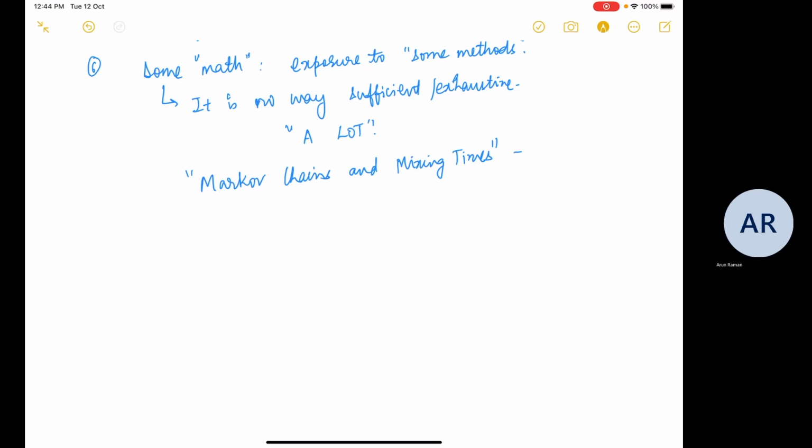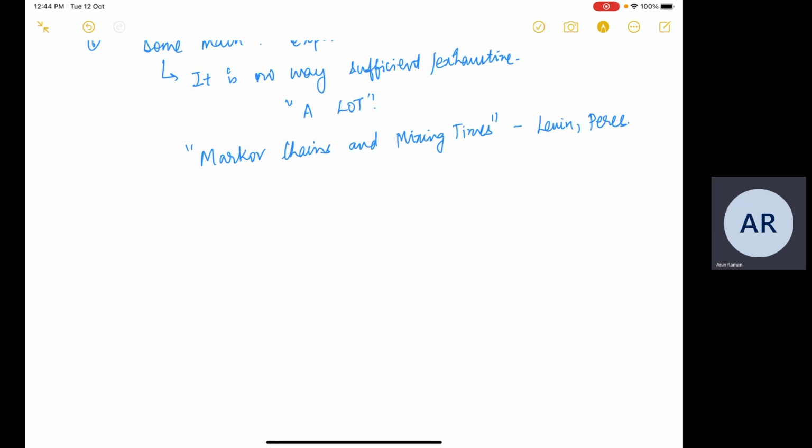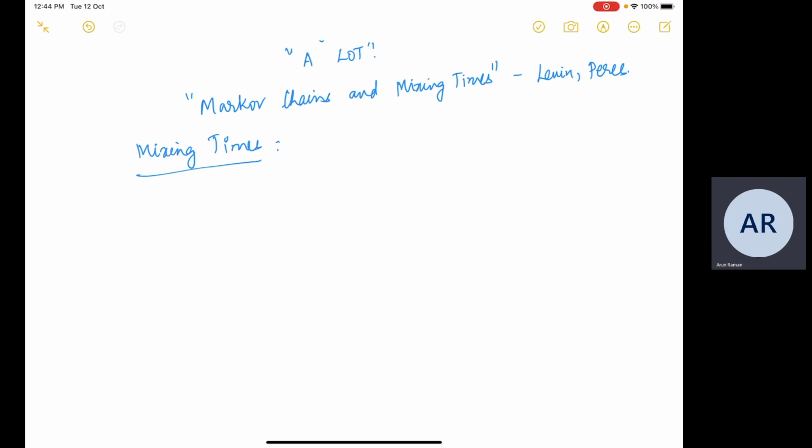And so it is by David Levine and Yuval Perez. The PDF is available online as well. So the book is devoted primarily to the study of mixing times. I'm just putting this terminology out there because if and when you come across this in some other course or some papers or some references, you should at least loosely know what it means.